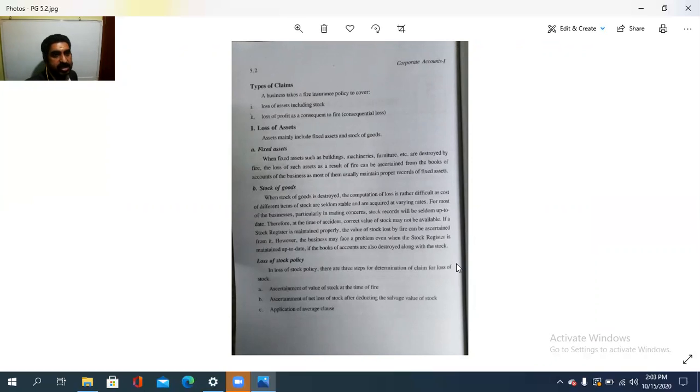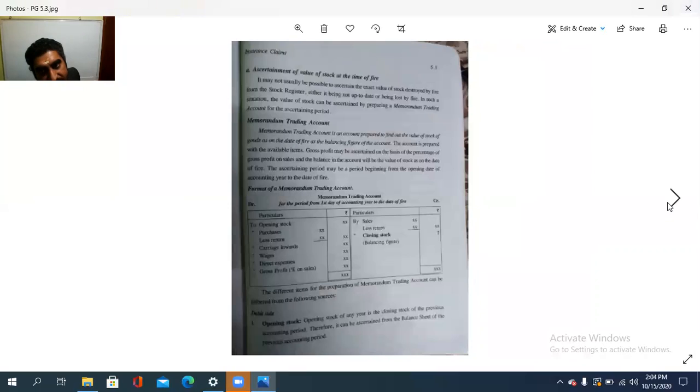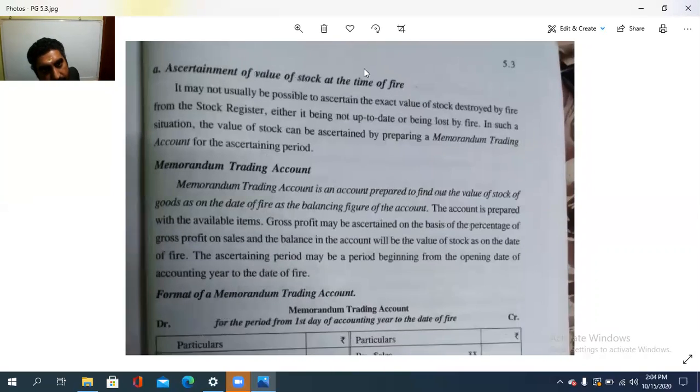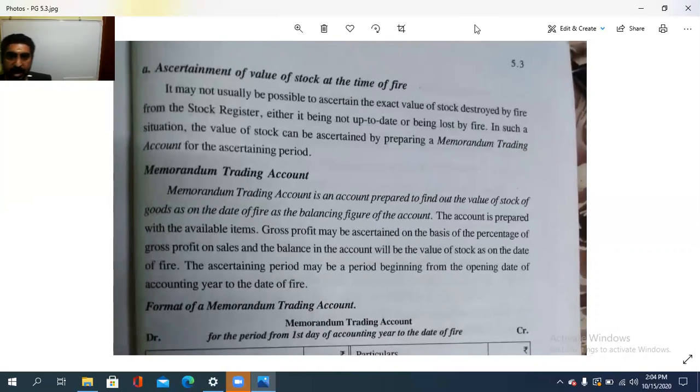സ്ക്രാപ്പ് വാല്യൂ എടുത്തതിന് ശേഷം അത് കുറച്ചതിന് ശേഷം ബാക്കി എത്രയുണ്ട് അത് കണ്ടുപിടിക്കുക. പിന്നെയോ ആപ്ലിക്കേഷൻ ഓഫ് ദി ആവറേജ് ക്ലോസ്. സോ വി വിൽ ചെക്ക് ഇൻടു ഇറ്റ് ഇൻ ഡീറ്റെയിൽ വൺ ബൈ വൺ. Ascertainment of the value of stock at the time of fire.